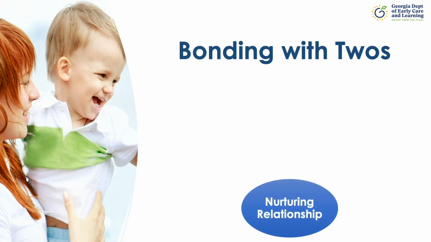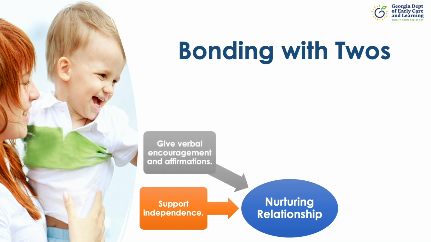To build nurturing relationships with 2-year-olds, support independence. They need the affirmation that teachers think they can do it on their own. That respect and encouragement helps affirm them and supports the positive relationship. Give verbal encouragement and affirmations.